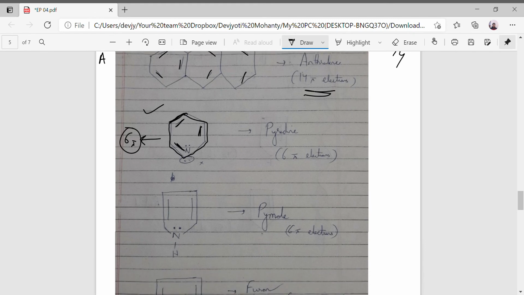Pyridine is over. Now it's the time for pyrrole. Pyrrole is the same, but here the structure is different. Like this, we have to draw. Then NH, and above N, two lone pairs must be there, and here parallel. Both these two must be parallel. It also has 6 pi electrons.